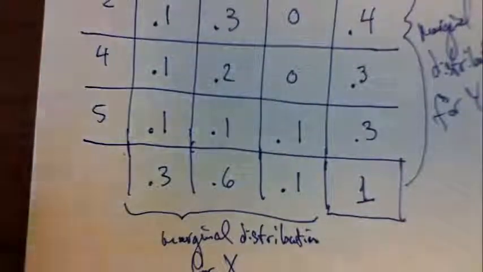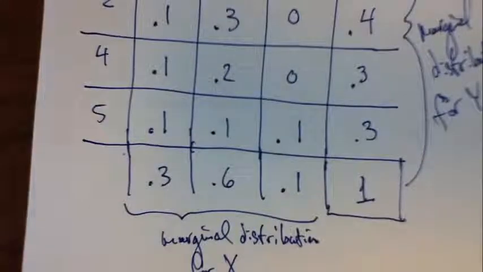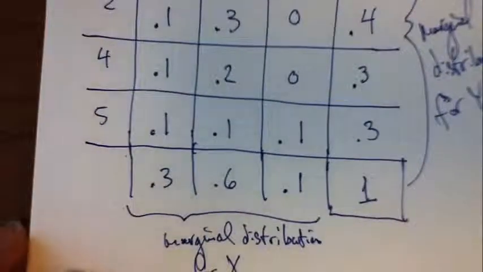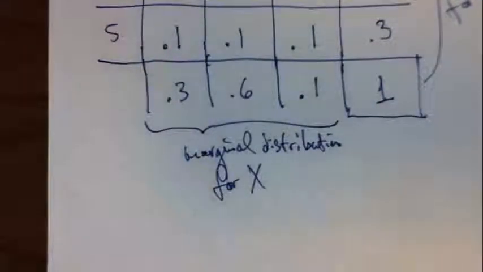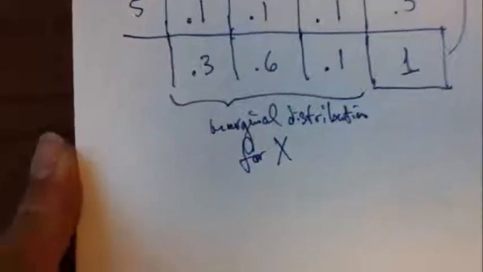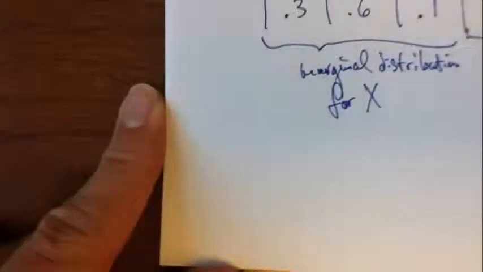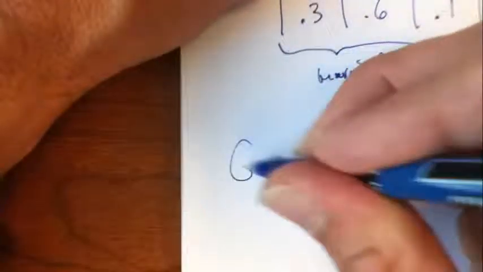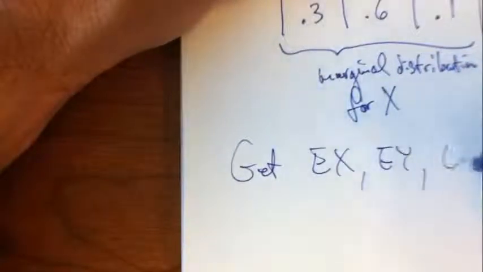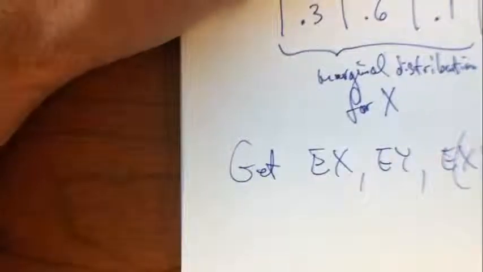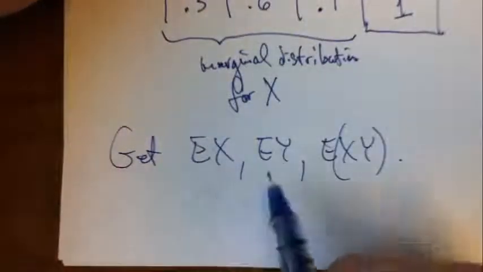Now, what I want to do is calculate the covariance first, and then I'll go and get the correlation coefficient, because the correlation coefficient requires the covariance. So to get the covariance, I'm going to use that little baby theorem that we proved last time. I'm going to first get the mean of x, the mean of y, and the mean of x times y. Okay, and then I'll be ready. I need to get those three things.